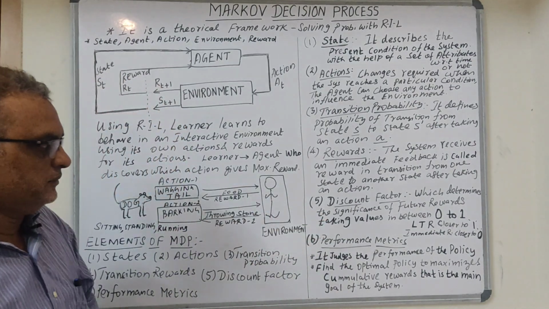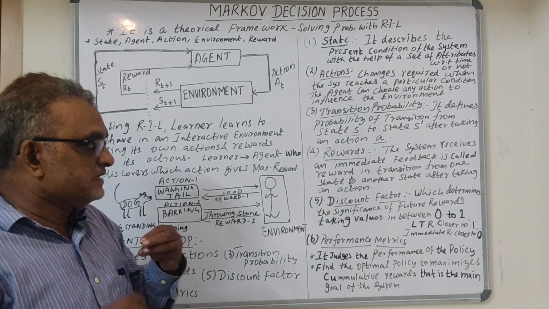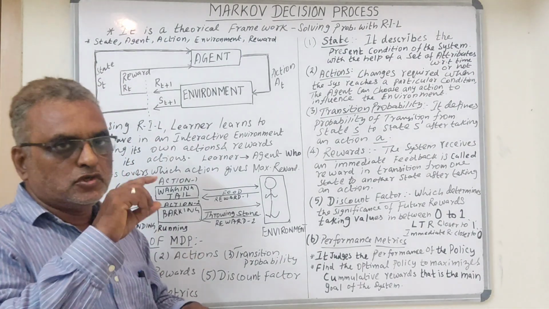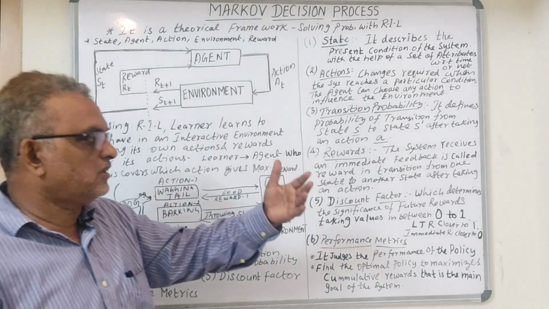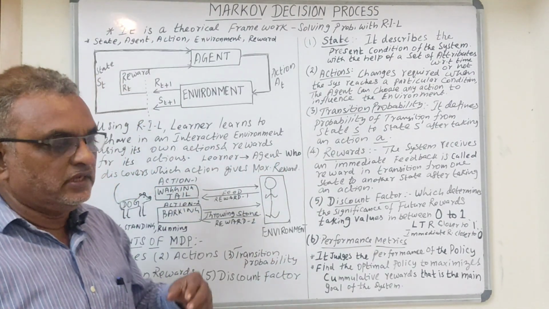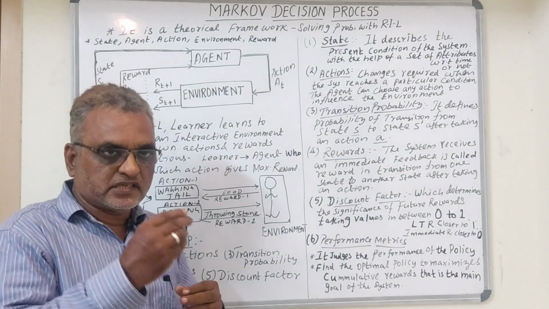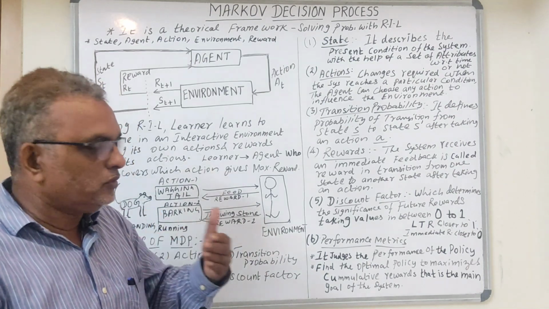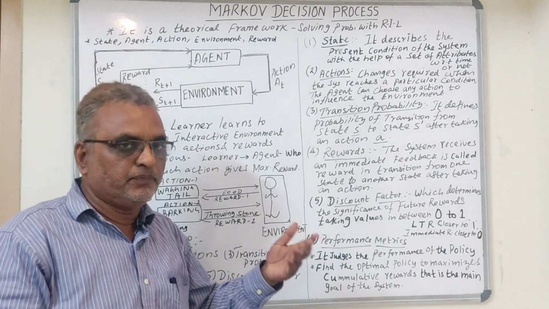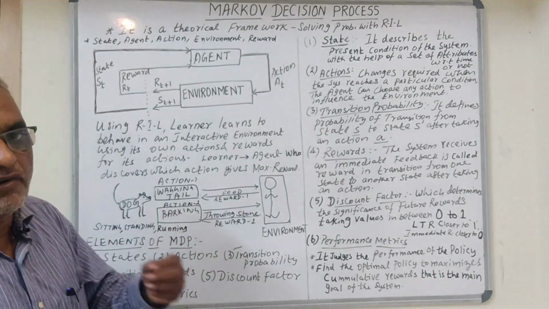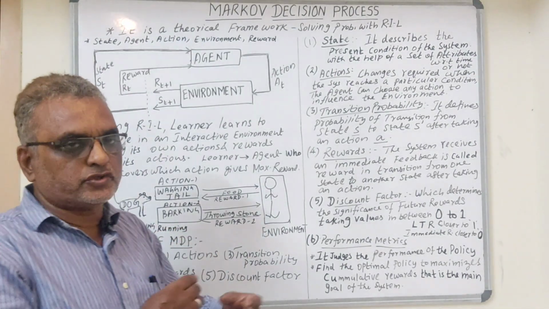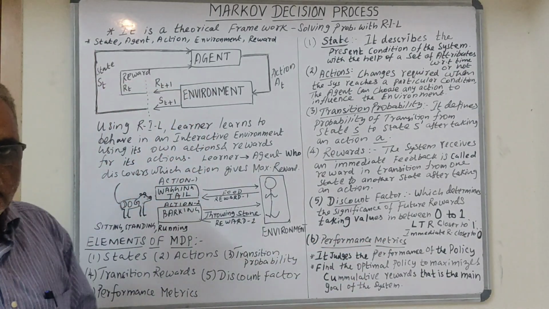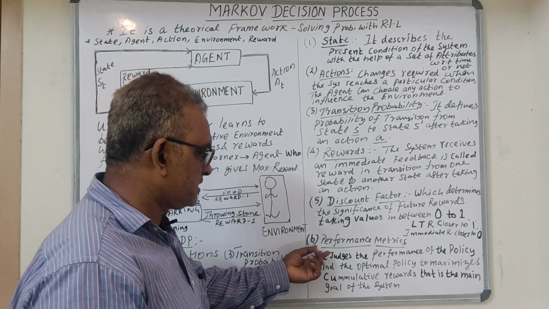The discount factor determines the significance of future rewards, taking values ranging from 0 to 1. For example, in case of long term rewards, it takes a value closer to 1, for example 0.8 or 0.9. For immediate rewards, it takes values closer to 0, so 0.1, 0.2, those values for giving the immediate rewards.